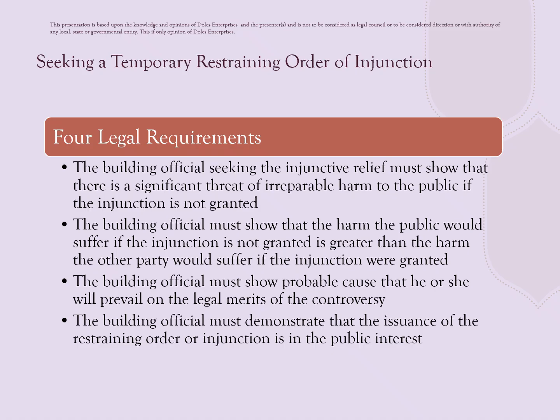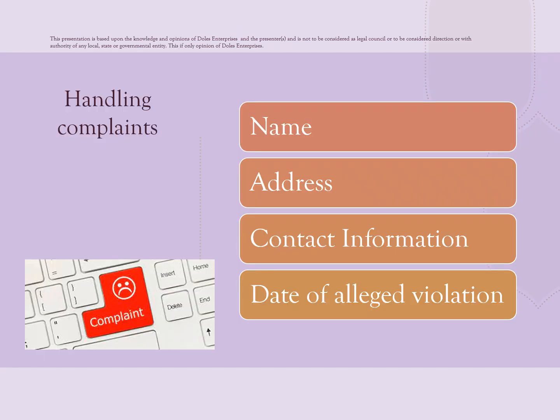Third, the building official must show probable cause that he or she will prevail on the legal merits of the controversy. And fourth, the building official must demonstrate that the issuance of the restraining order or injunction is in the public interest. A significant portion of time is spent by building code departments responding to complaints regarding parcels of property.